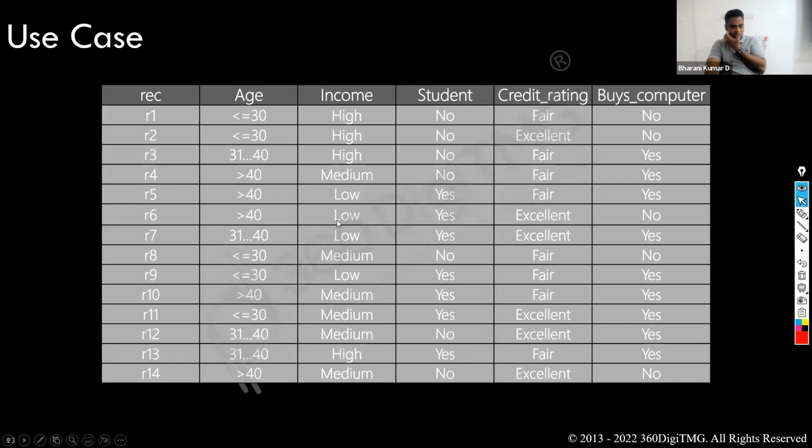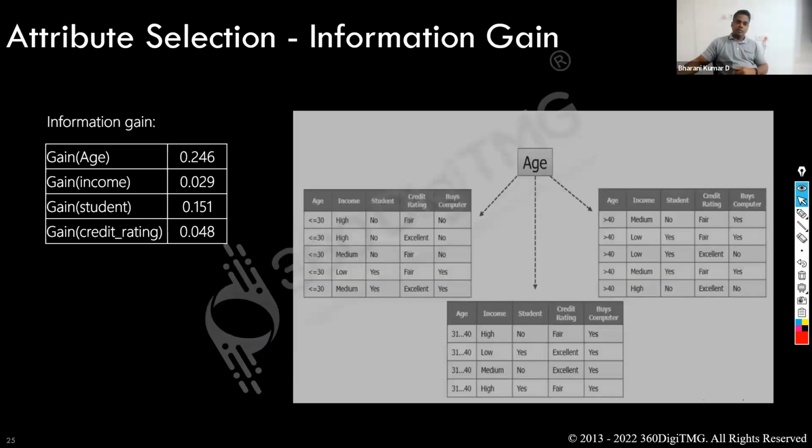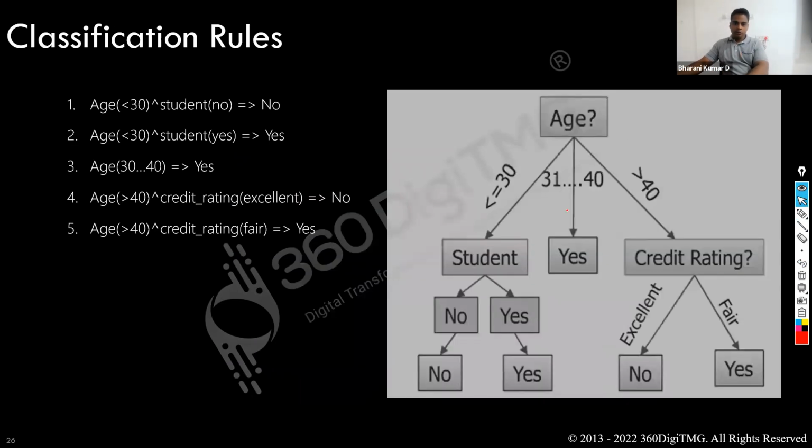Okay. If you take this example, for that example also, the calculation is just given. You can look at that. Same thing, but 14 records. So you get all this information gain, and then which node would you choose as a root node? The one which has the highest information. And which one has the highest information? Age. So it chooses age. So in that way, the split happens, and then you get different classification rules.